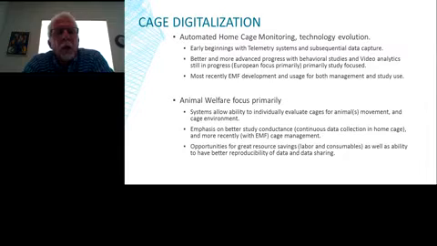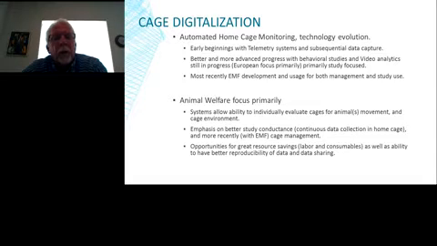Most recently, we started seeing the low electromagnetic field, or LEMF, development and usage for management and study use. The advantage of EMF or LEMF is that it allows both management of the cage and study evaluations as well. So it has a kind of dual focus that way, and I'm going to spend a fair amount of time talking about the EMF abilities with the technology and how that works, and also comparing that to some of the other video systems and other ways of doing behavioral analysis.